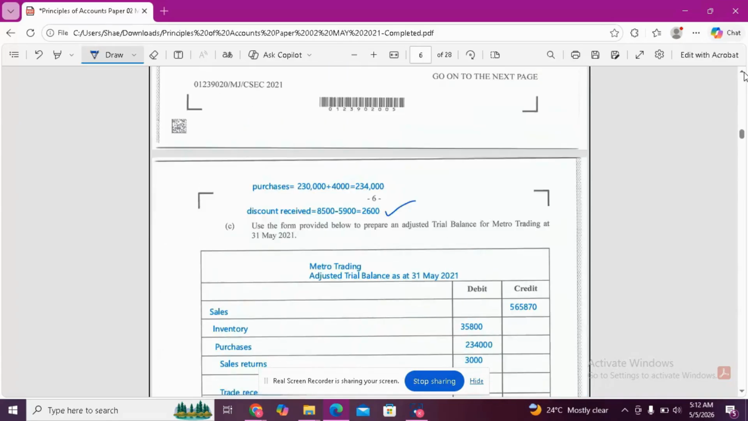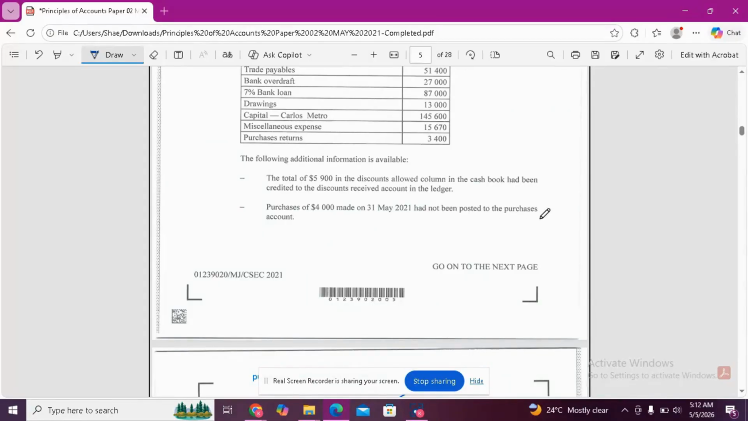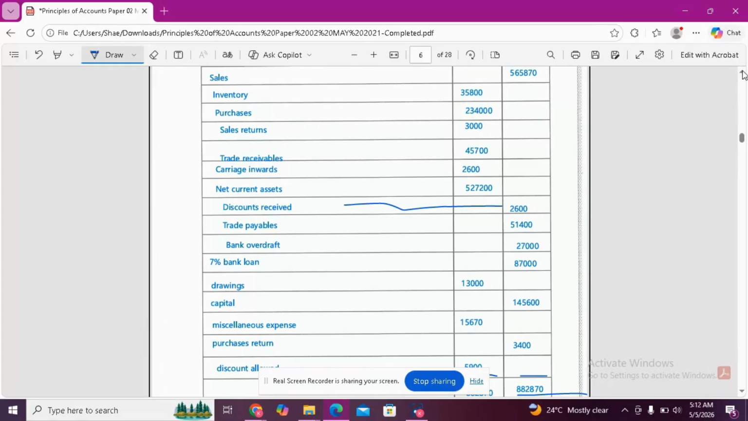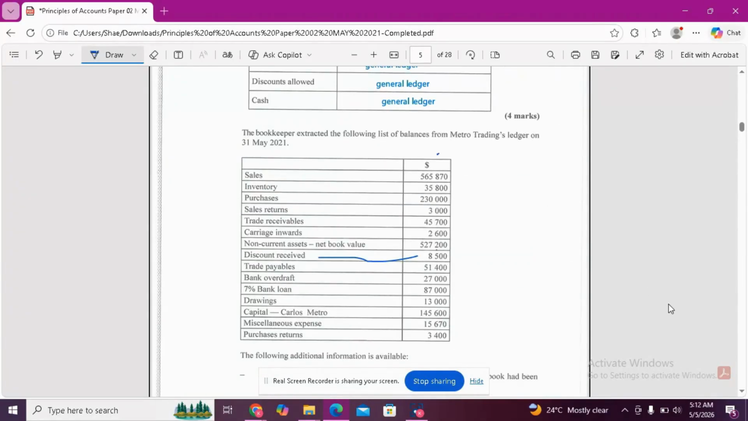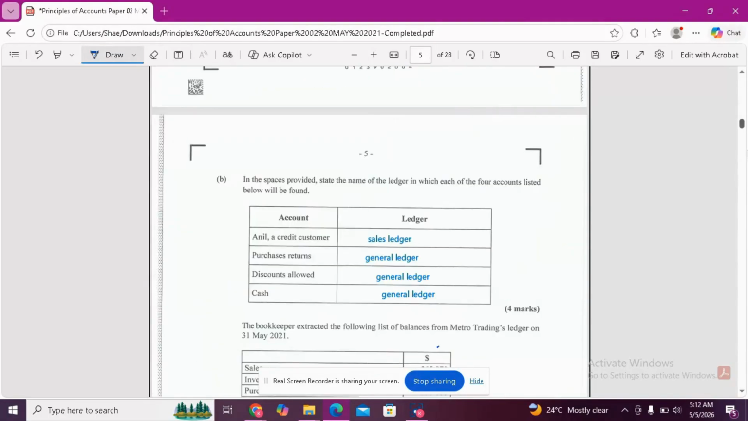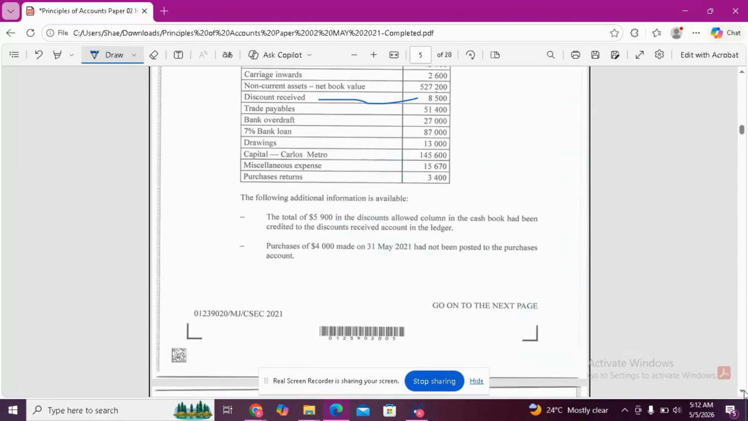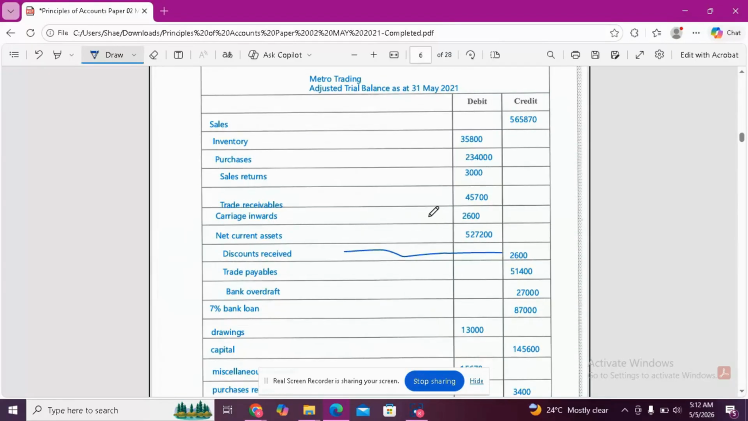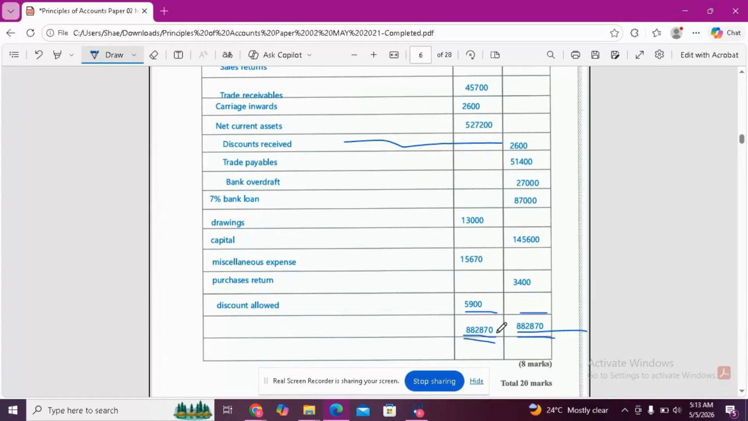All right. The next part says purchases of $4,000 made on the 31st of May 2021 had not been posted to the purchases account. So we'll look for the purchases, 234,000, which is different from what we have up here. So why do we add 4,000? Because they said that purchases of $4,000 had not been posted to the account, which means that we did not record it. So we need to add it to the total that is in our trial balance to reflect the true amount that should be in purchases. And therefore, we have $234,000 for our purchases. And if you notice, we went down and we balanced off the account, which gives us 882,870 on both sides.